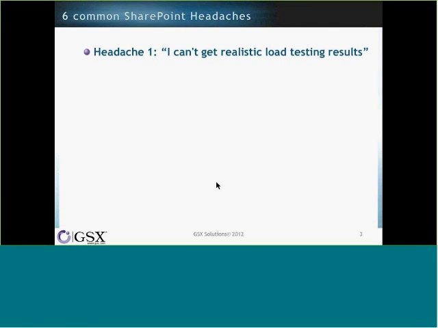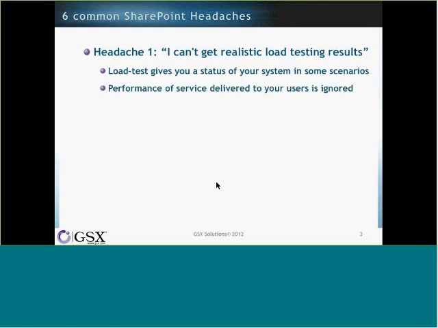The first headache is you're going to deploy SharePoint, you did some load testing, and then when it gets out into production, it doesn't work the way you anticipated. So load testing stats may not be reliable in this situation because the real world intervenes, and then you need to understand what the performance of the service you're delivering to users is, so you can't ignore that.